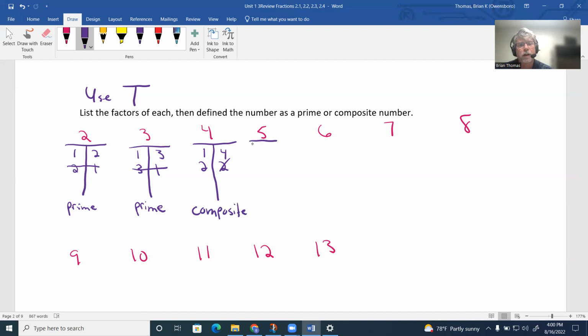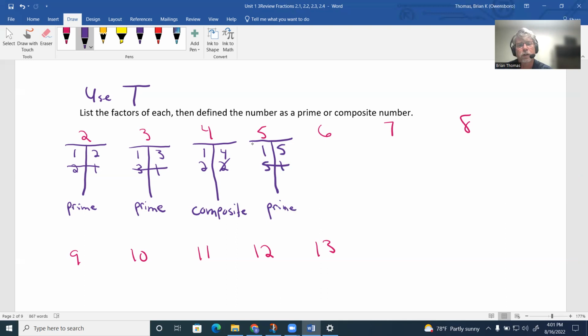So if I look at the number 5, we kind of see that 1 times 5 is 5. 2 is not a factor. 3 is not a factor. 4 is not a factor. 5 times 1 is, but also, again, we're just repeating factors. So again, since 5 has exactly 2 factors, we call that prime.